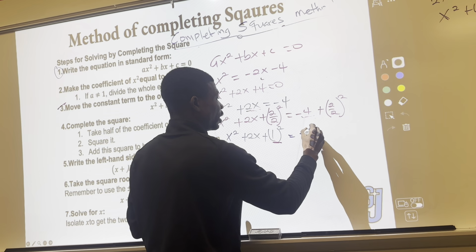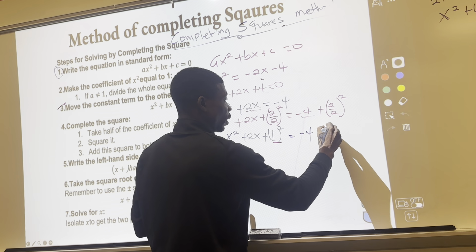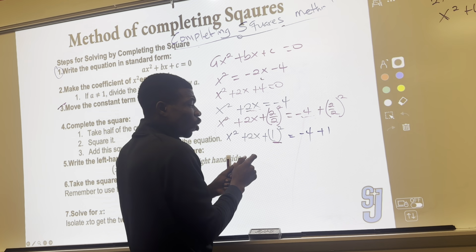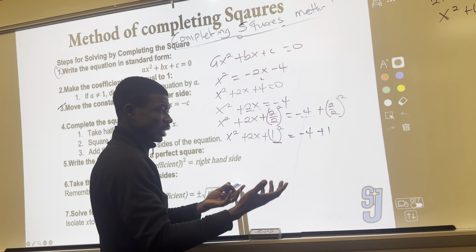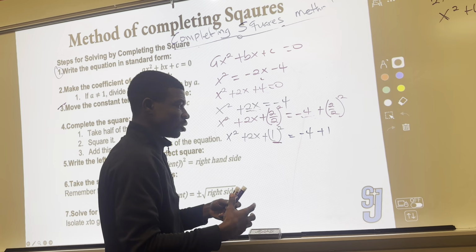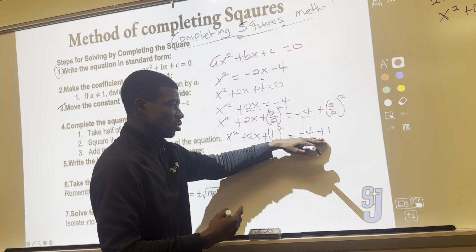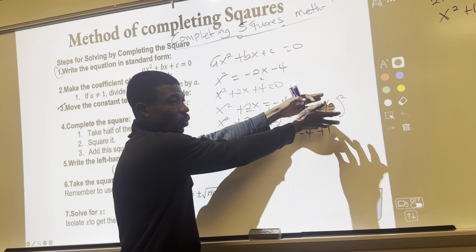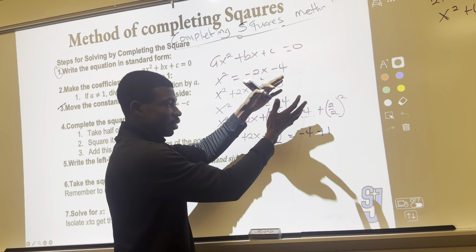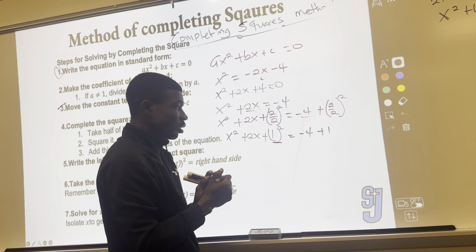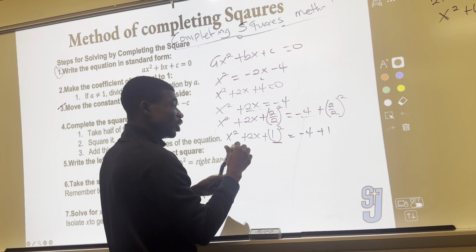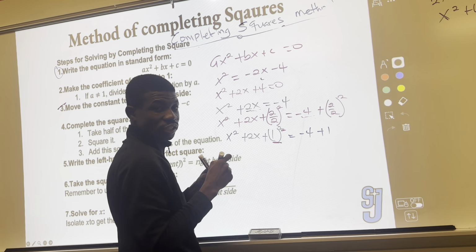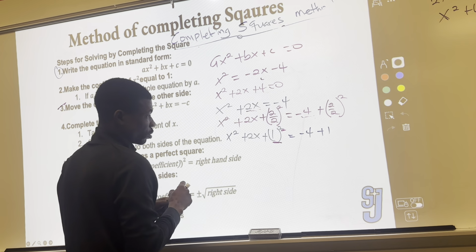Equals -4 plus 1. Now, on the other side of the equation, you are supposed to just square it, and if you have any value, just add it. But on the left side of the equation, please always make sure that you leave this square. Don't touch it. Leave it there. And so let's move on.